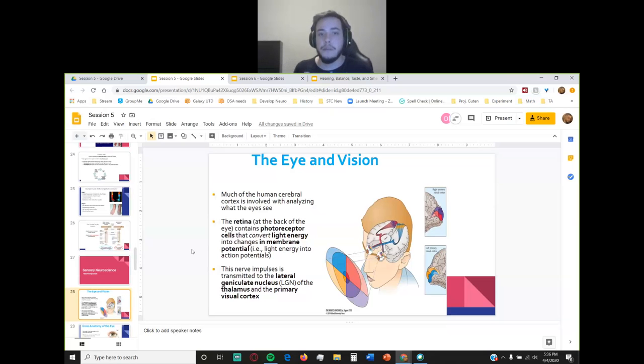So the eyes and vision. A really important part is the retina, where we're going to hold and contain all of the photoreceptors, where we convert light energy, and that changes into the membrane potential, and that is going to be what gives us the information sent to our brain to understand that light.